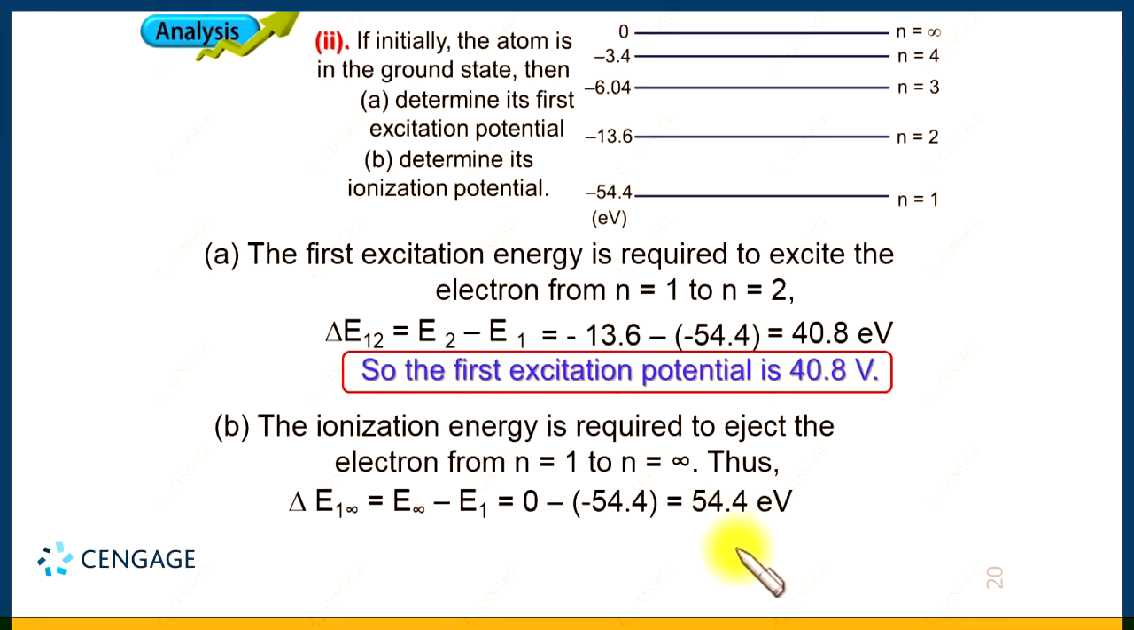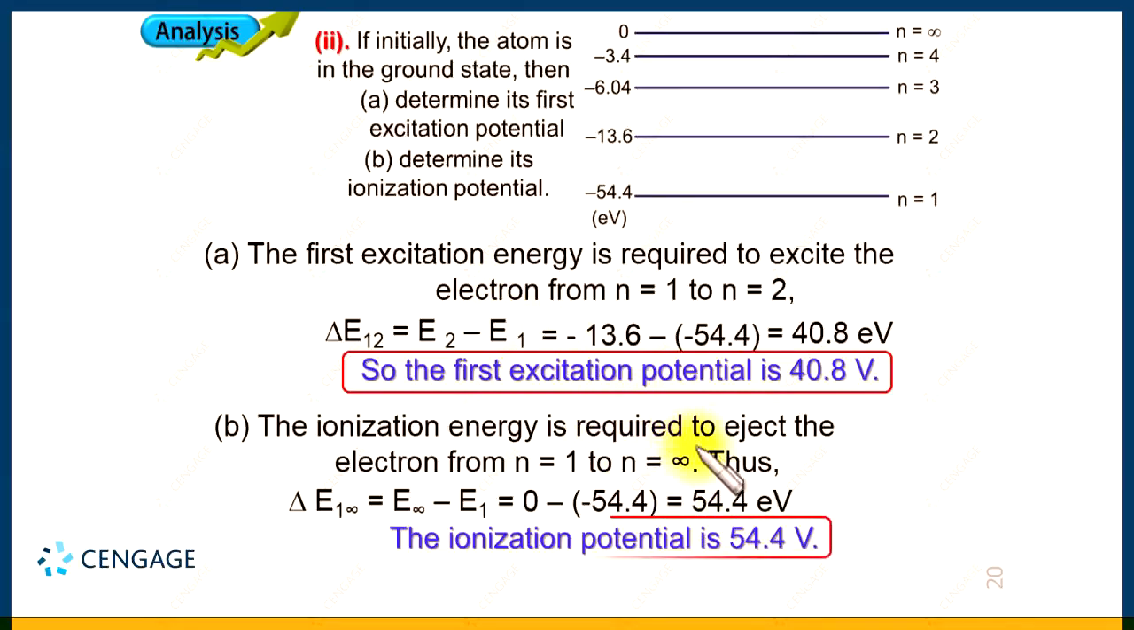That means we need to calculate the ionization potential. This is the ionization energy. Here we need to do one thing: we need to divide this energy in electron volt by e. So the ionization potential here will be equal to 54.4 volt. So this is the B part of the question.